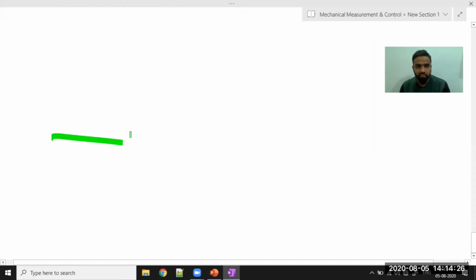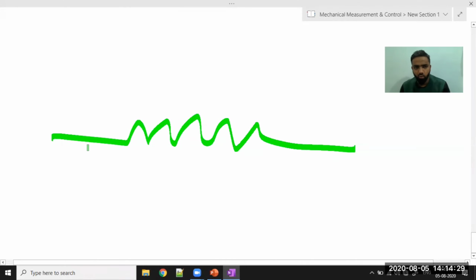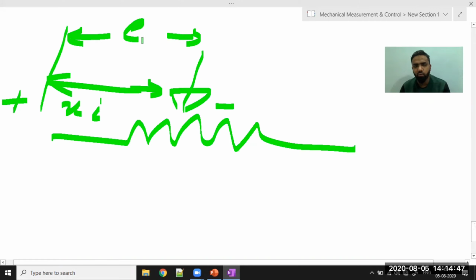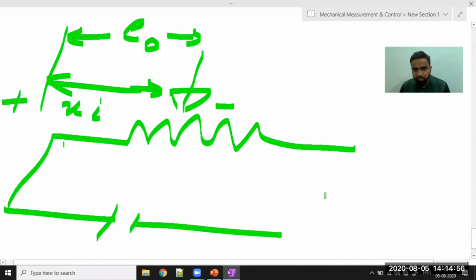So this is my wire. This is my wiper. This length, wherever I'm going to measure, is called the initial movement of the wiper, which is Xi. Across these two terminals, where this terminal is positive and this terminal is negative, I'll be measuring a voltage which is called E naught, the output voltage. Another thing: these two terminals will be connected to a battery.